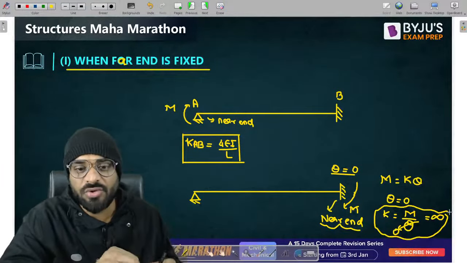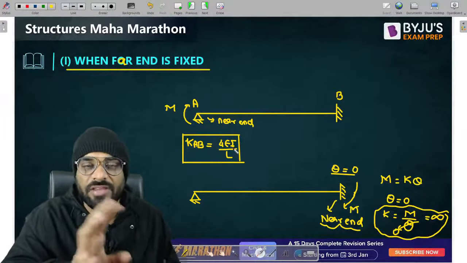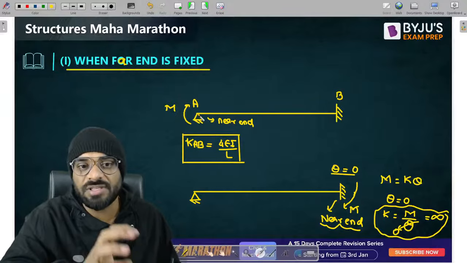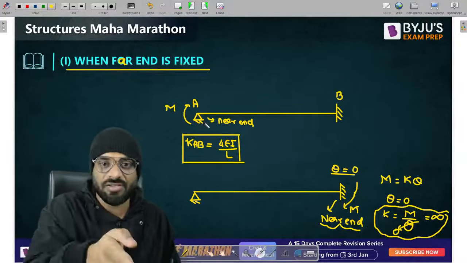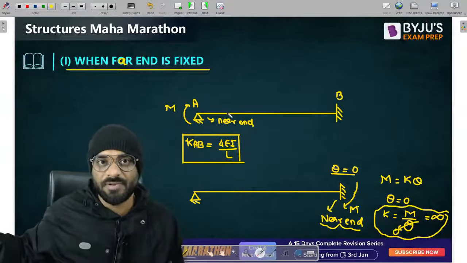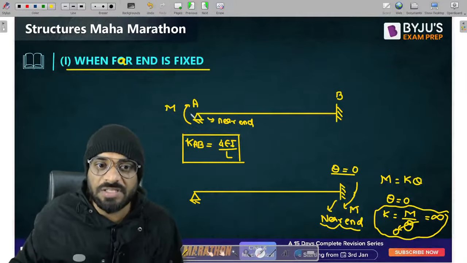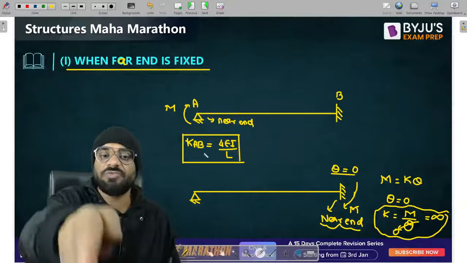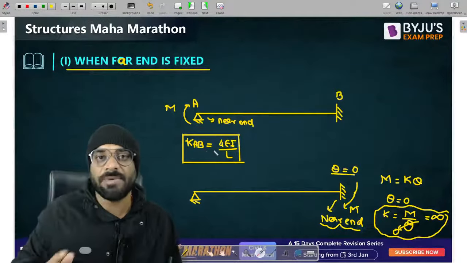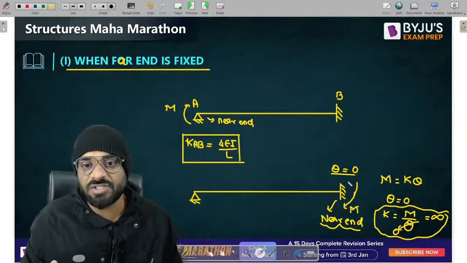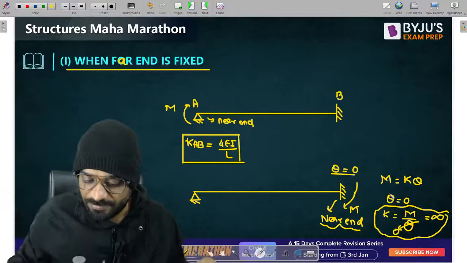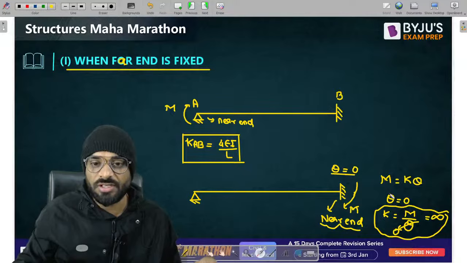Usually whatever value you are writing, like 4 EI by L or 3 EI by L, it should be written with respect to that near end, not with respect to the beam, right? In this particular beam at support A, we have this value of stiffness, which is 4 EI by L. But at this particular junction, guys, if you want to find out the stiffness, it should be infinity. Getting the point or not? Are you able to understand?